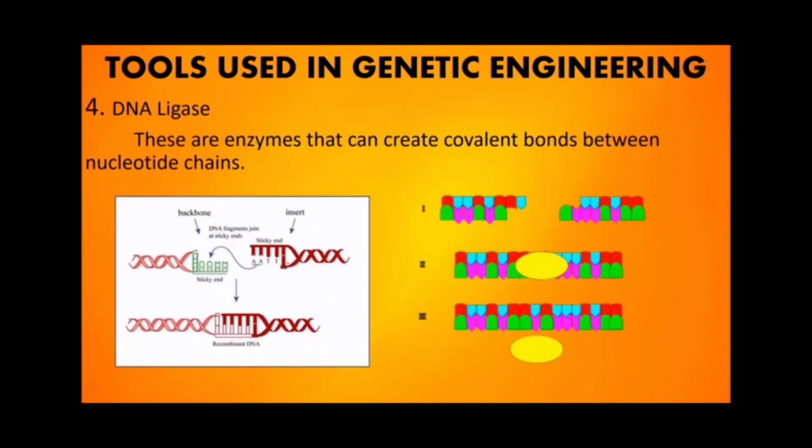The fourth tool used in genetic engineering is the DNA ligase. These are enzymes that can create covalent bonds between nucleotide chains. So DNA ligases are also called the glue enzymes because they are making connections.